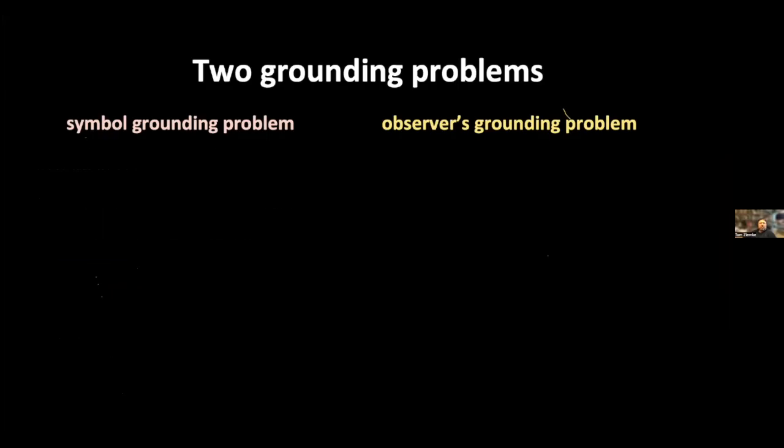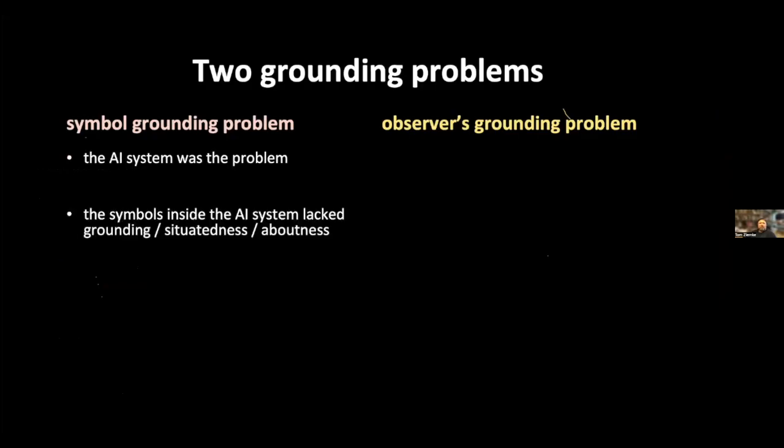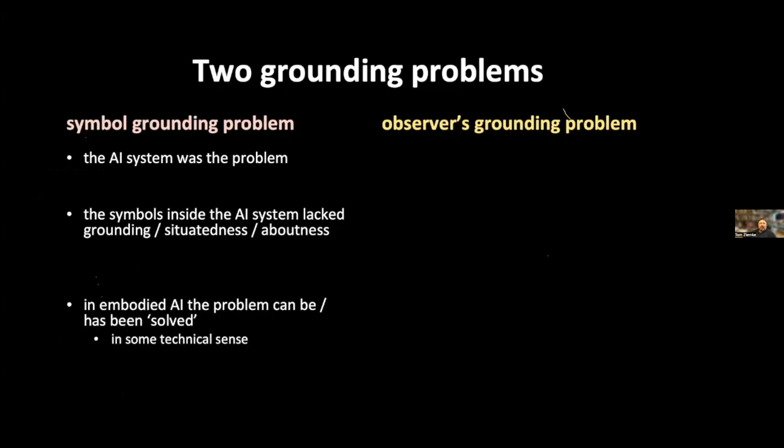So what I want to point out is we really have two different grounding problems here. One is the traditional symbol grounding problem in which the AI system was the problem, and it's the symbols inside the AI system that lack the grounding. And in embodied AI, we think we've solved that problem either by grounding the symbols or by completely dispensing with symbols or representations in general.